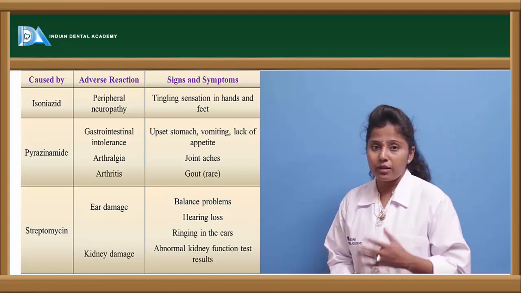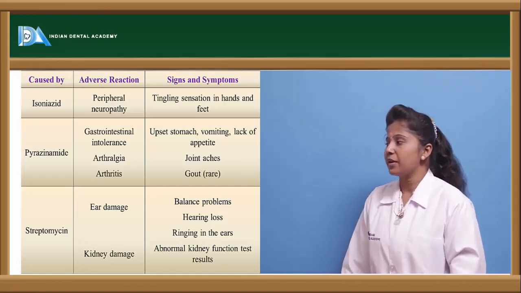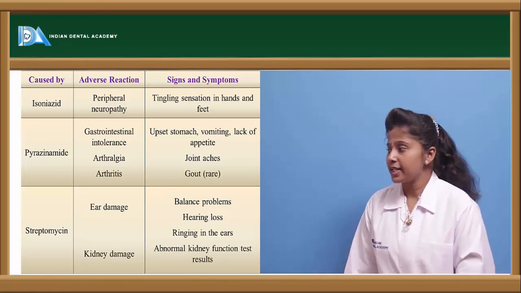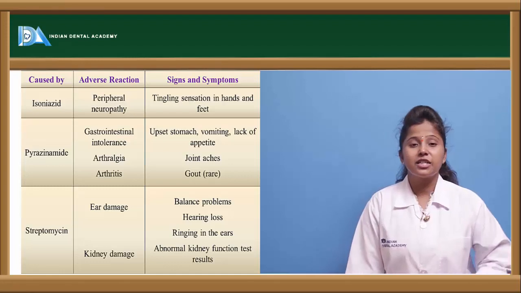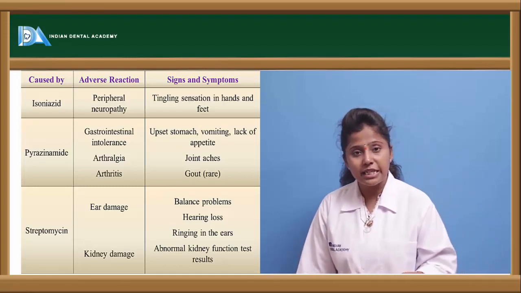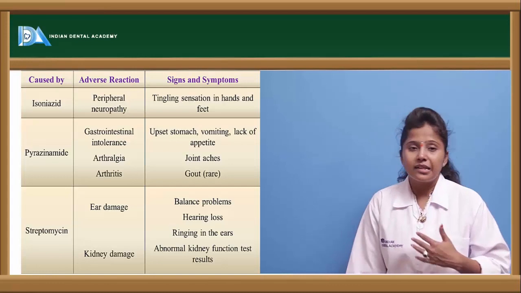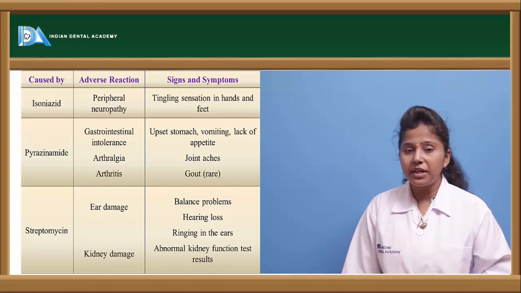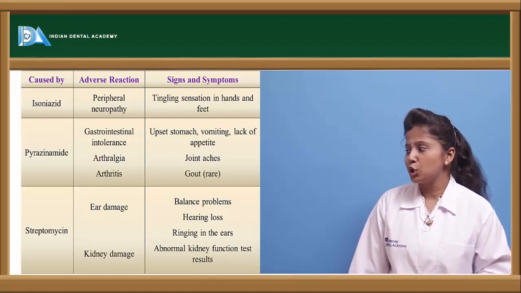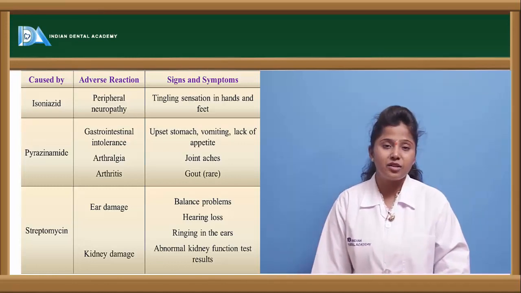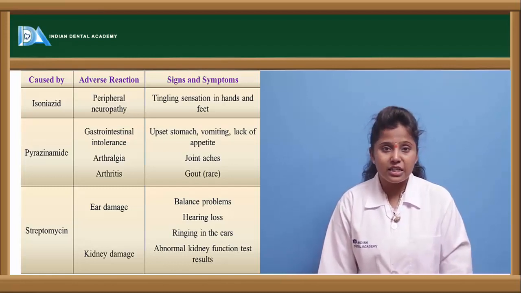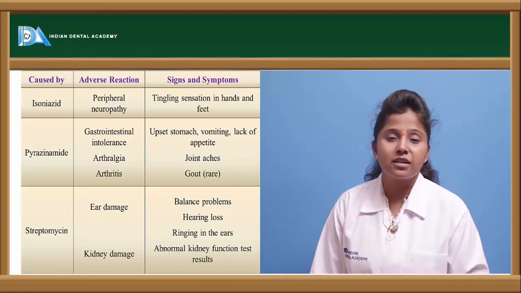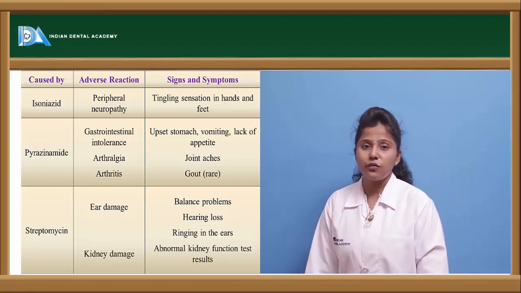The drug pyrazinamide shows adverse reactions with gastrointestinal intolerance, arthritis and arthralgia. If a person is already suffering with GIT disturbances and we give pyrazinamide, then the condition may be worsened. The symptoms may include vomiting, lack of appetite, as well as joint aches. The person will feel pain in the joints, and in severe conditions it may lead to gout. Gout is nothing but the deposition of uric acid crystals between the joints in place of synovial fluid.